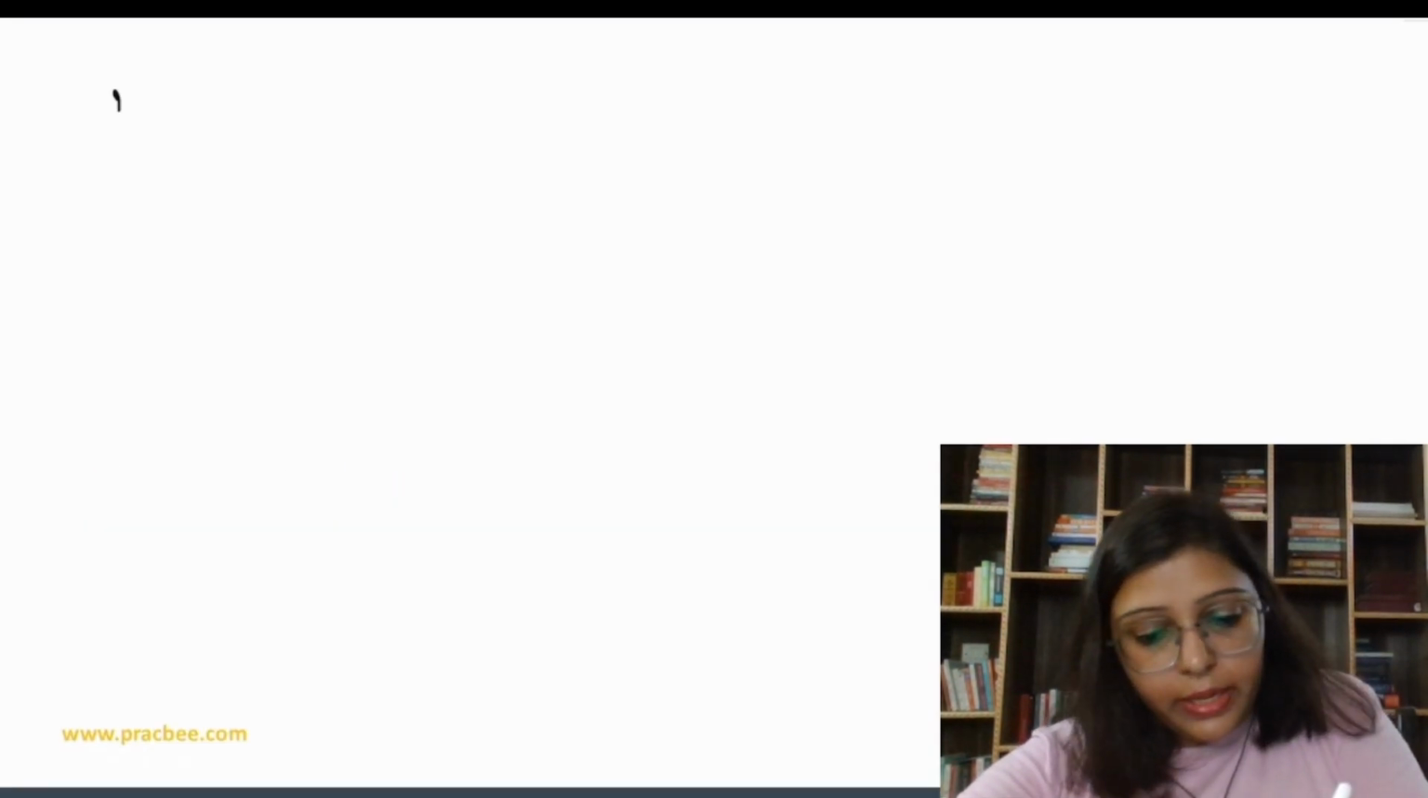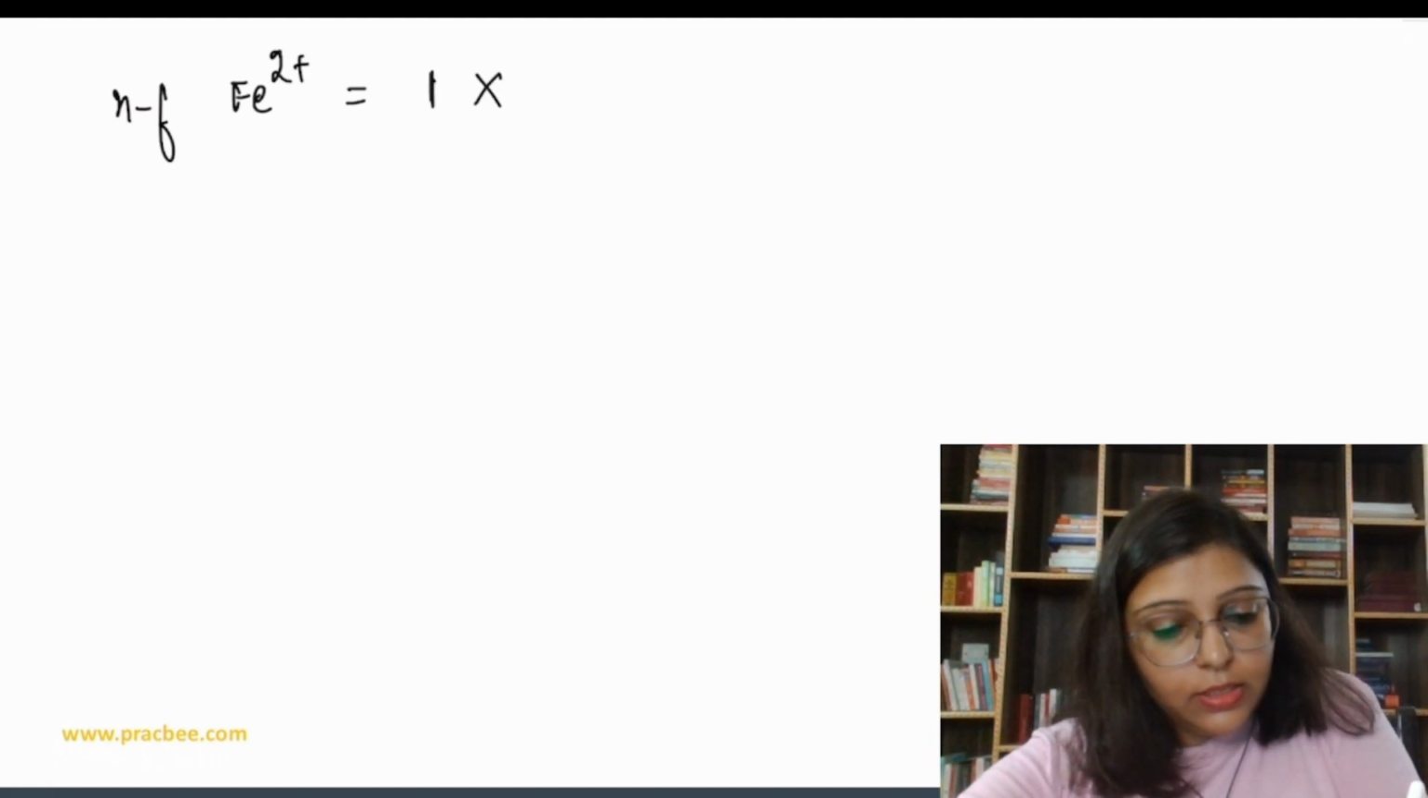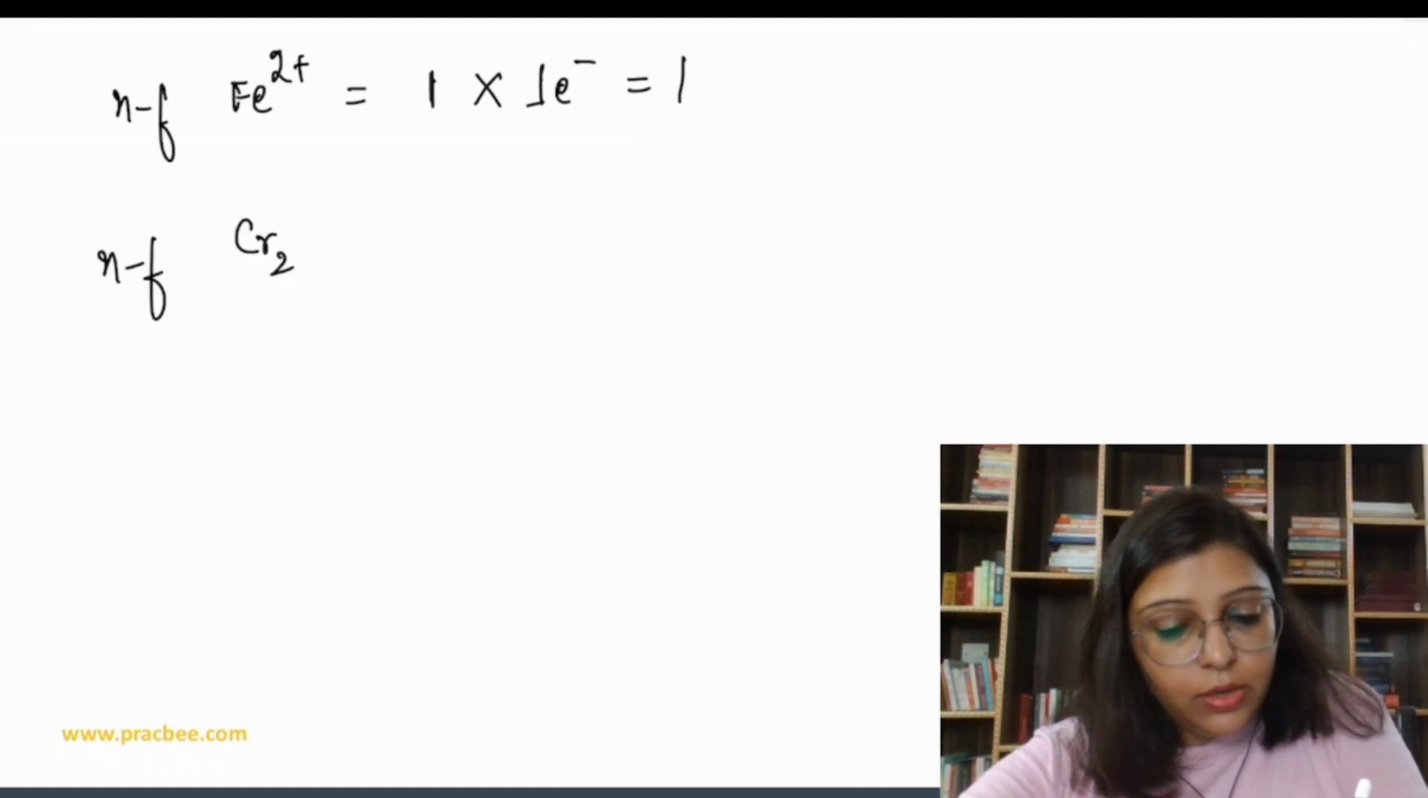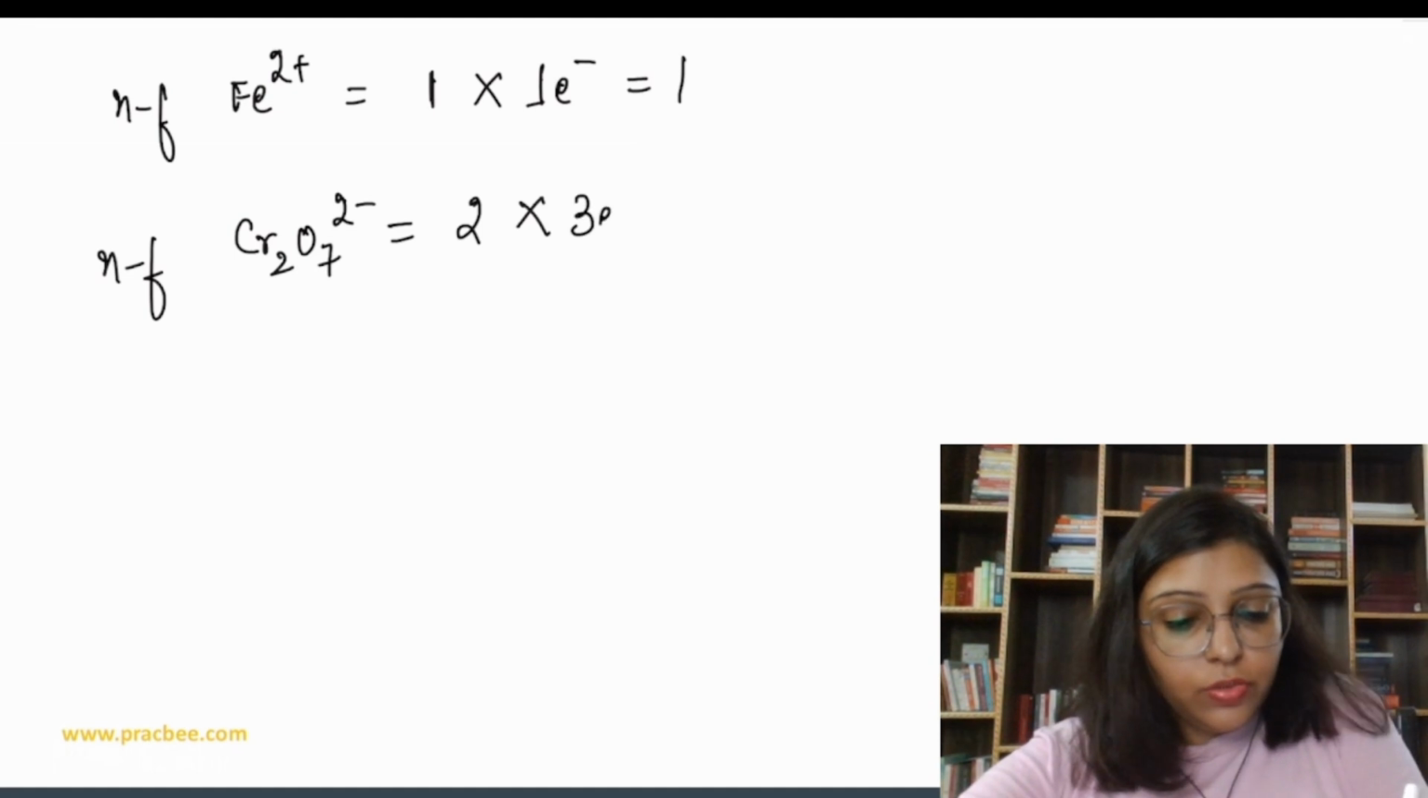Now first calculate the n factor of Fe2+. So only one atom of iron and there is a change of 1 electron. So n factor is 1. N factor of Cr2O7 2 minus: there are 2 atoms of chromium and there is a change of 3 electrons. So n factor is equal to 6.